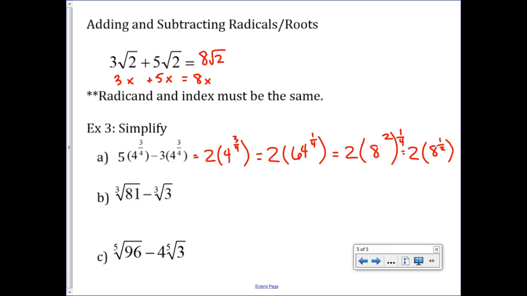So then that's 2 times the square root of 8. The square root of 8 I can break down. Square root of 4, square root of 2. So square root of 4 is 2. So 2 times 2 is 4, radical 2.